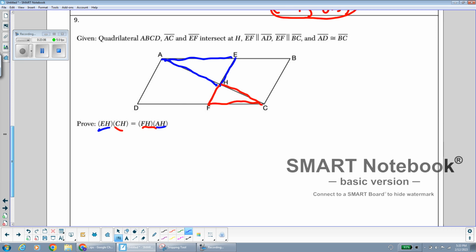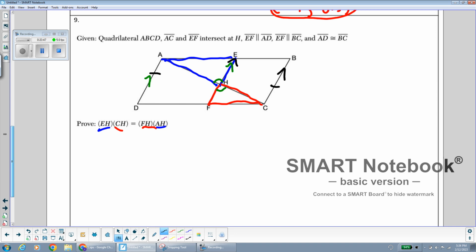Let's see what we're going to do here. So I already know the vertical angles formed by my intersecting lines. I already have one pair of congruent angles for AA from the vertical angles. They are telling us that EF is parallel to AD and that EF is also parallel to BC. And AD is congruent to BC. So if AD is parallel to EF, and if EF is also parallel to BC, then that means that AD has to be parallel to BC.